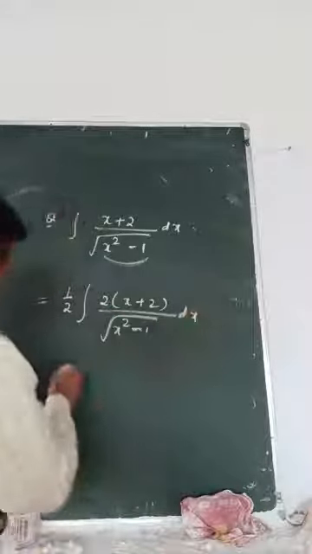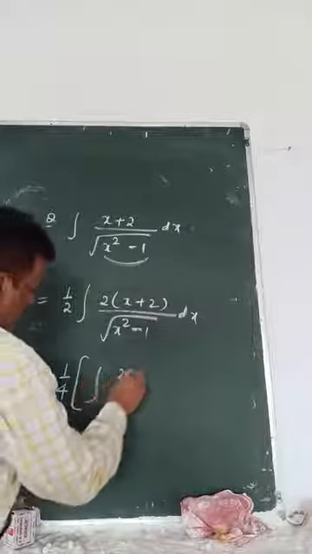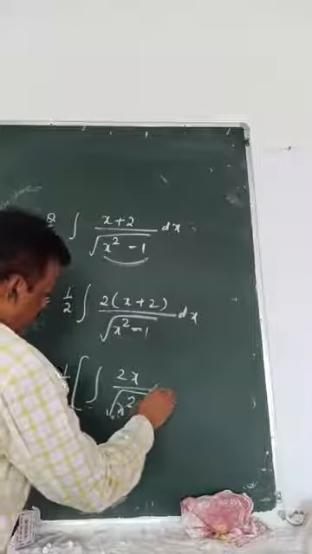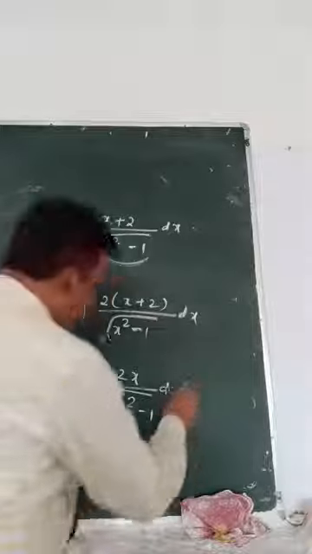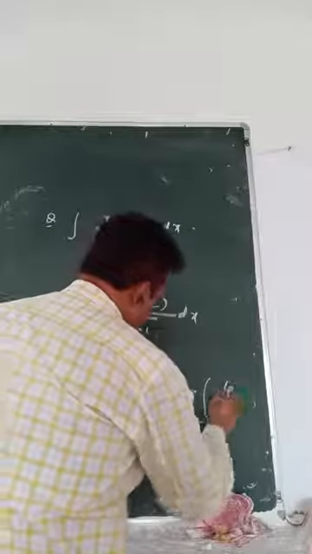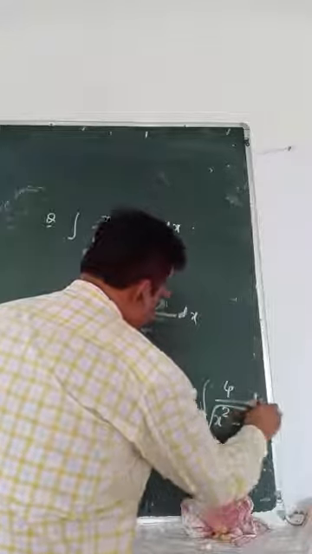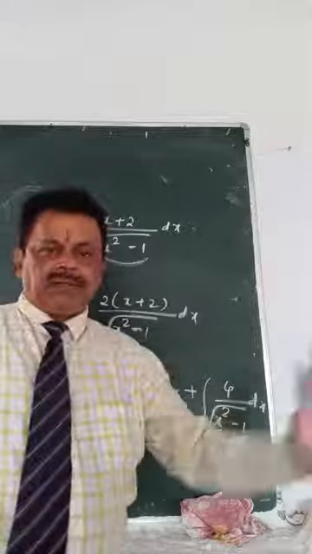Then 4 will be separated. So you can write 1 by 4, 2x by x square minus 1 under square root, then plus 4 by x square minus 1 under square root. I have done a separation. First I will create the derivative, the remaining I will separate.